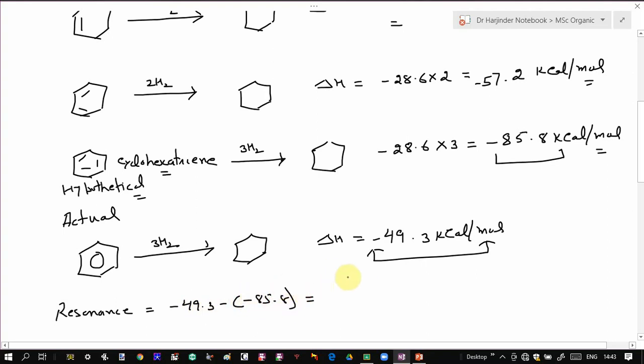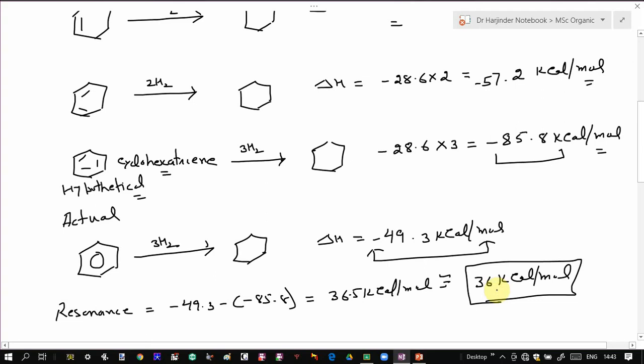So that comes to be 36.5 kilocalories per mole, or approximately 36 kilocalories per mole. So this energy is the resonance energy of benzene. That means this benzene is stable by 36 kilocalories per mole as compared to this hypothetical cyclohexatriene molecule. So more resonance energy, more is the stability of a particular aromatic compound or a particular compound.